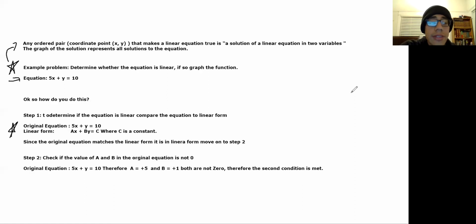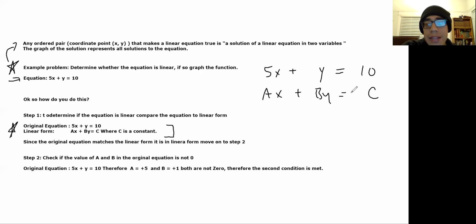So I need to ask myself, is my original equation, 5x plus y is equal to 10, in linear form, ax plus by is equal to c? We're going to compare those two. We have 5x plus y is equal to 10, and we have ax plus by is equal to c. Well, c is a constant and 10 is a constant, so far so good.